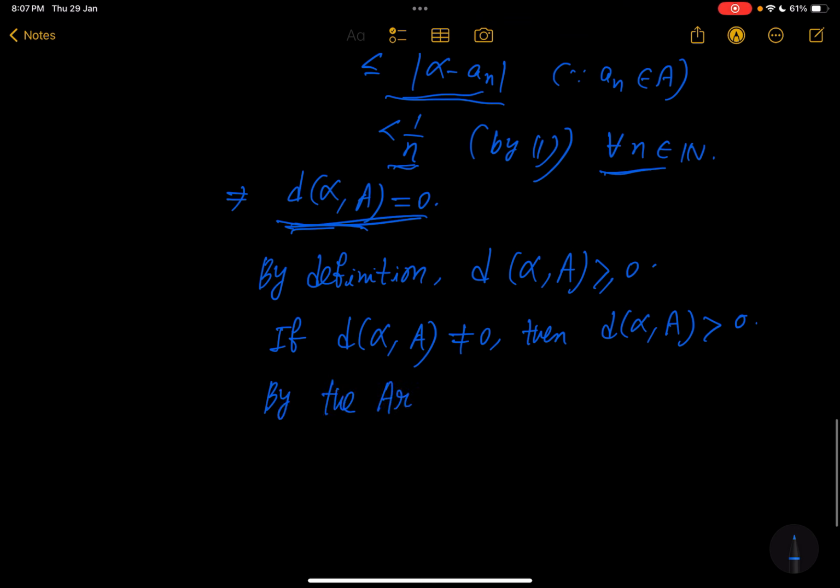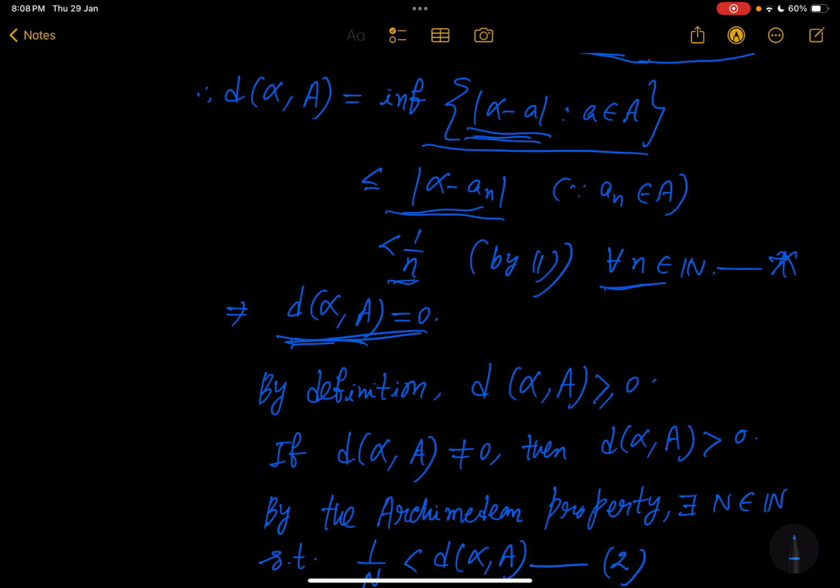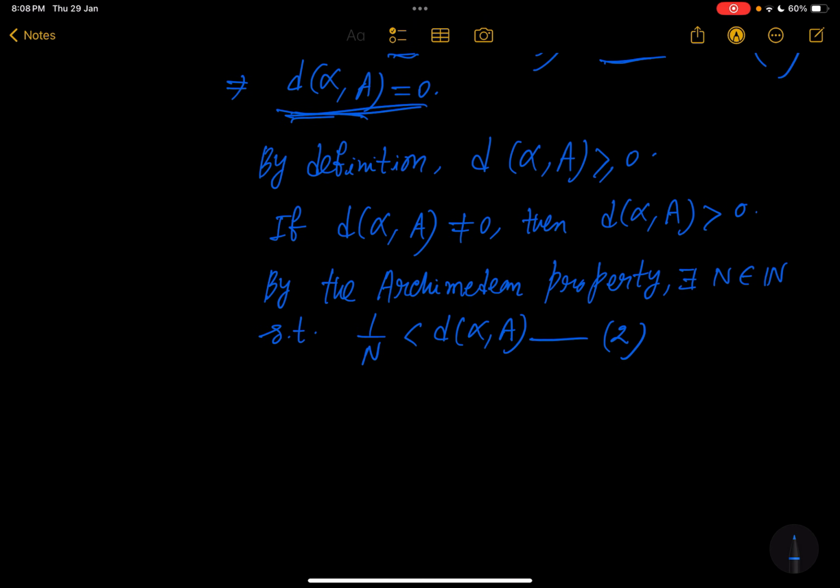By the Archimedean property, you can look at my previous lecture for the Archimedean property, there exists a capital N in the set of natural numbers such that 1 by N is less than the distance between alpha and A, right? So let us give equation 2 as the name, and let's say this is star. Okay, so what star says, let n equal to N in star, then star gives the distance between alpha and A is less than 1 by n, right?